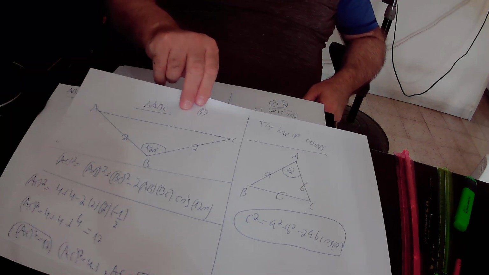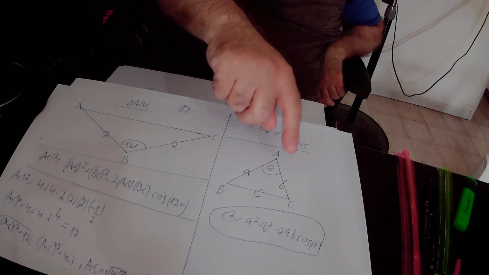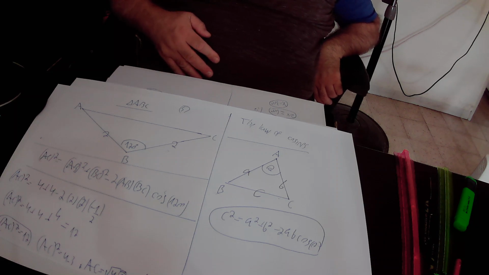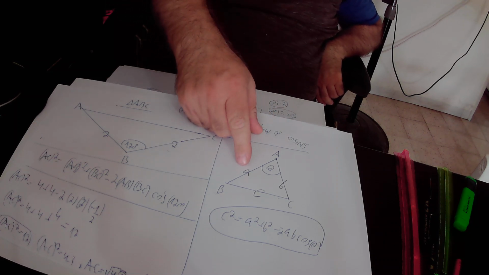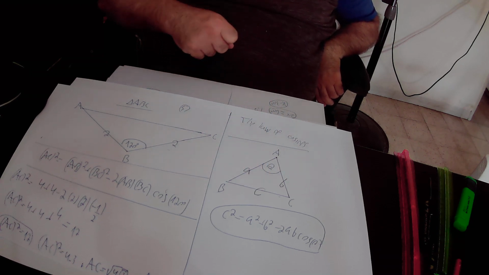What is the law of cosines? The law of cosines is true in any triangle. So this triangle ABC could be any triangle. The length of side AB is A units, the length of side AC is B units, and side BC equals C units in this length.